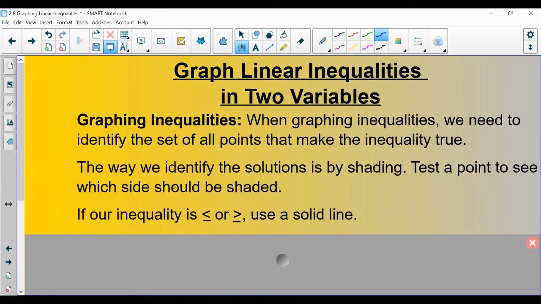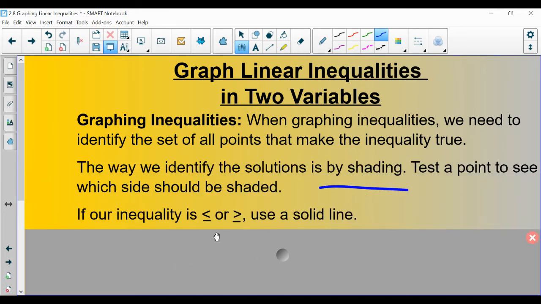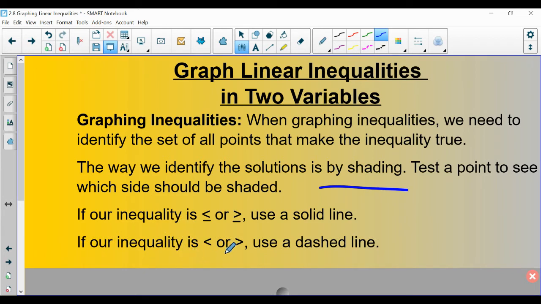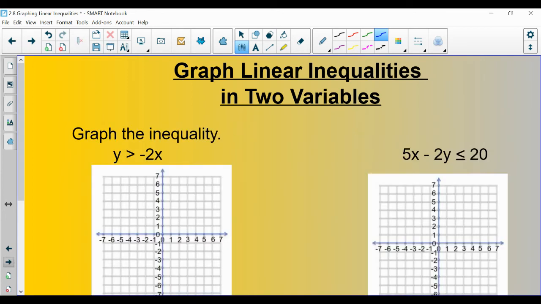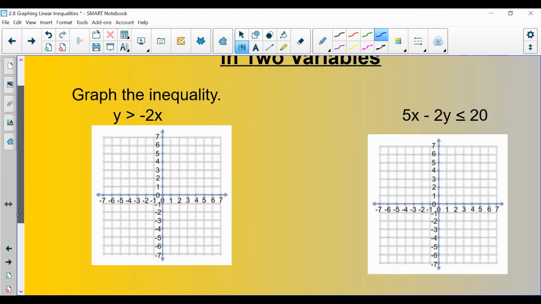So when we graph these inequalities, I did kind of go over this. We have two different things that we have to do. We have to shade, and then if our inequality is less than or equal to, or greater than or equal to, we'll use the solid line. And if it's less than or greater than, we use a dashed line. So let's look at some examples.